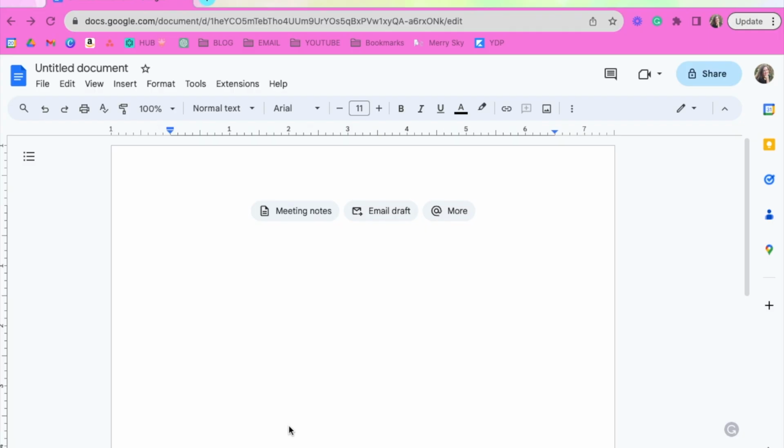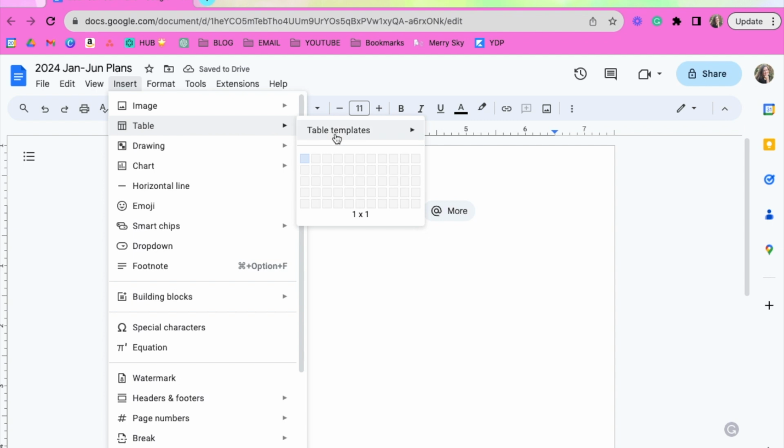Do this in a Google Doc. You can do this in anything that you know that you will use and works well for you, so please make it your own. I'm just going to call this 2024 Jan to June plans. All right, the first thing I like to do is insert a table, and let's see, I need date, unit, and how long I think it'll take, or notes maybe.